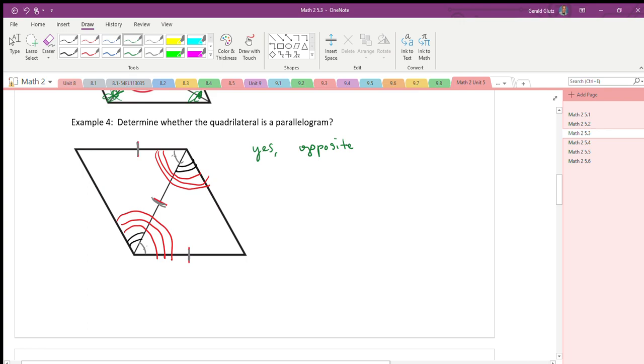Opposite angles are congruent. I should have written the little symbol instead of writing out the word. We also know that the opposite sides are congruent, at least these two.